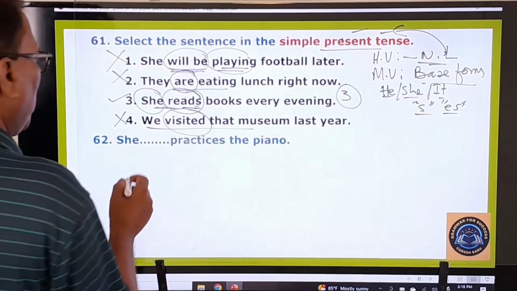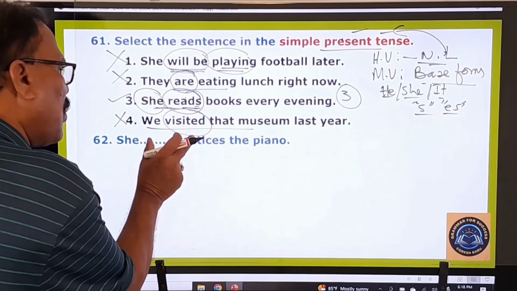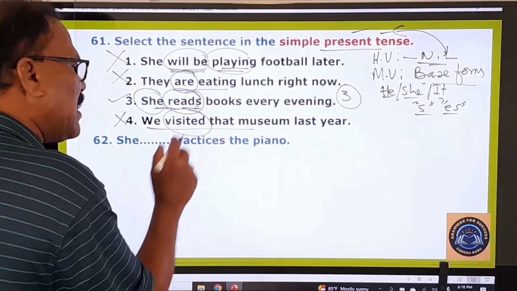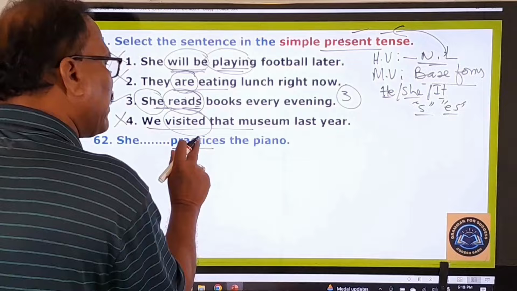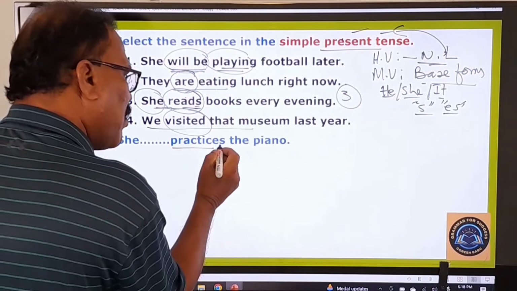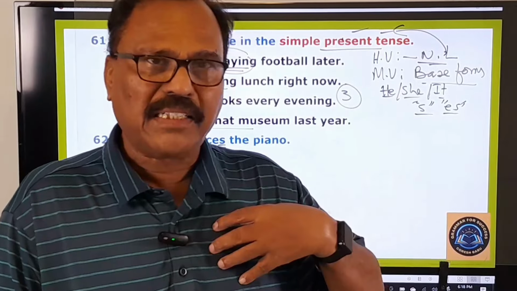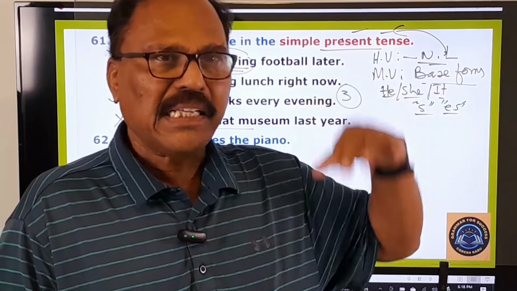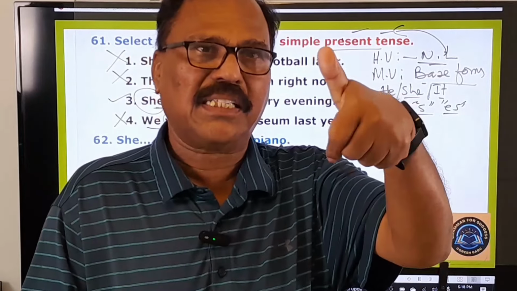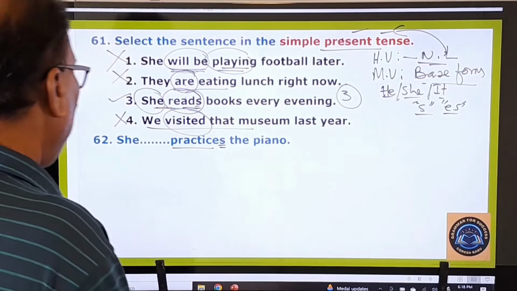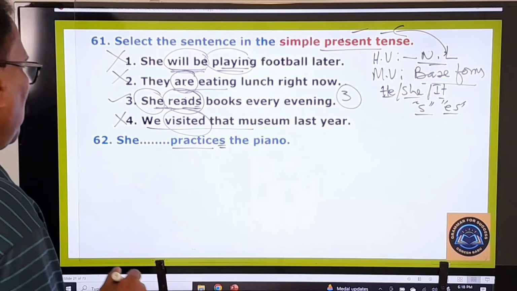Go to the next question. She dash practices the piano. If you observe this sentence, you find that it is in the simple present tense again. Here the verb is not practice, it is practices. S is added to this verb. Whenever you find that the verb is added by s or es, immediately you must think it is in the simple present tense. That is one of the thumb rules. Here, she dash practices the piano. What is the examiner asking you to do?